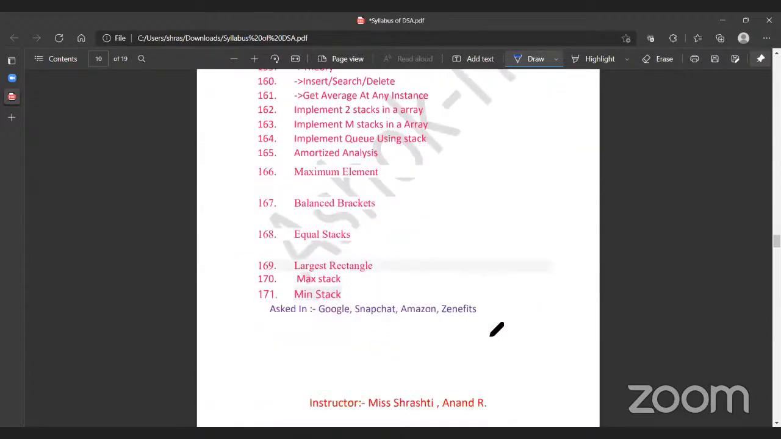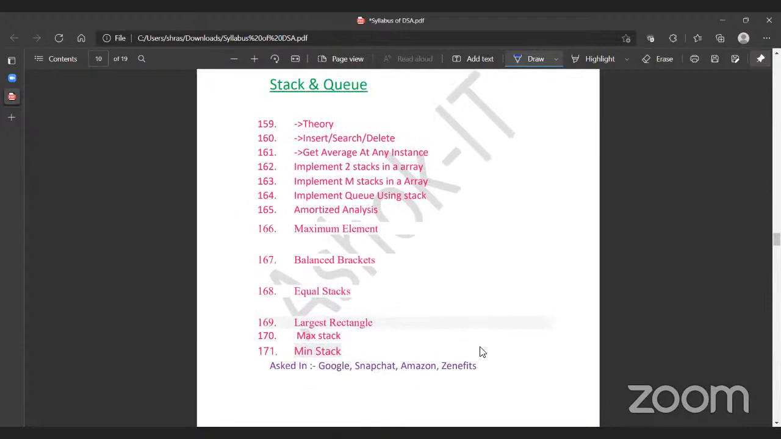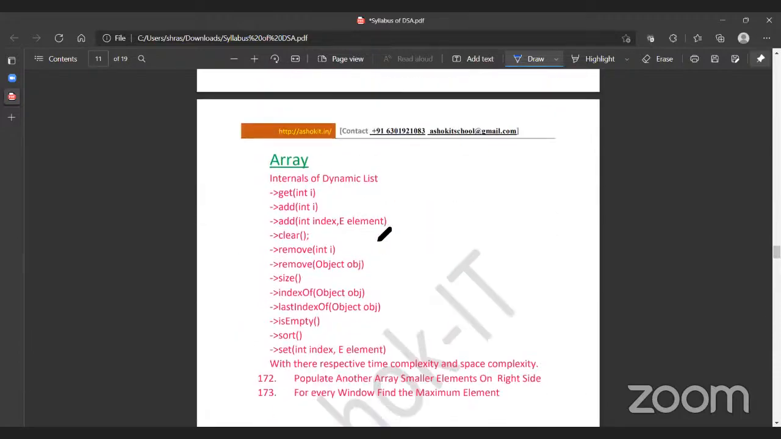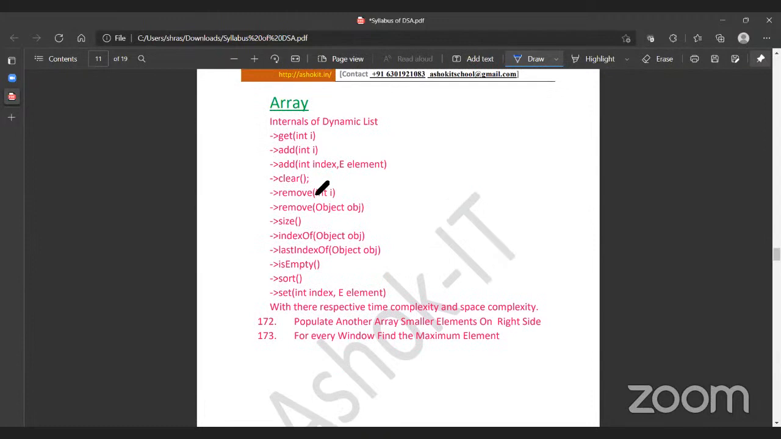Next are stacks and queues. Stacks and queues are just algorithms, or you can say techniques, which you need to implement to solve a particular question. Arrays, here it is not about the normal arrays. Here we are going to cover the collections, like the ArrayList and all, because further we are going to use these ArrayLists.